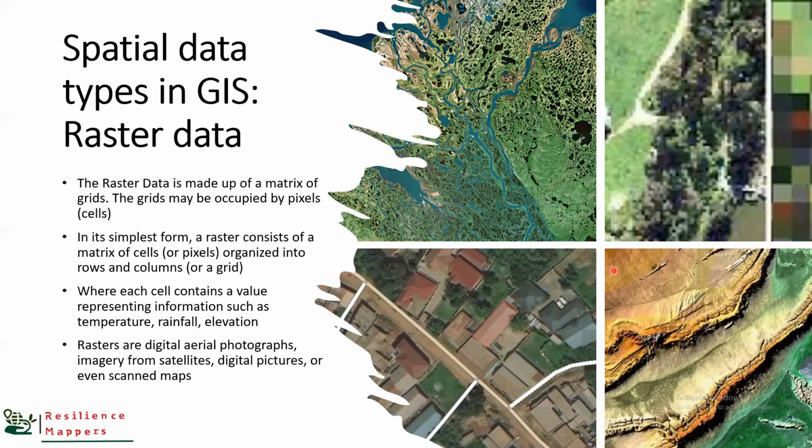So examples of rasters: we have aerial photographs from aeroplanes. You can also have satellite images. Then you also have digital pictures that are taken by camera, or sometimes even scanned maps. You can have a normal printed map that you scan. When you import it into a GIS, it will be imported as a raster. These data types, we are going to see them in the demonstrations.